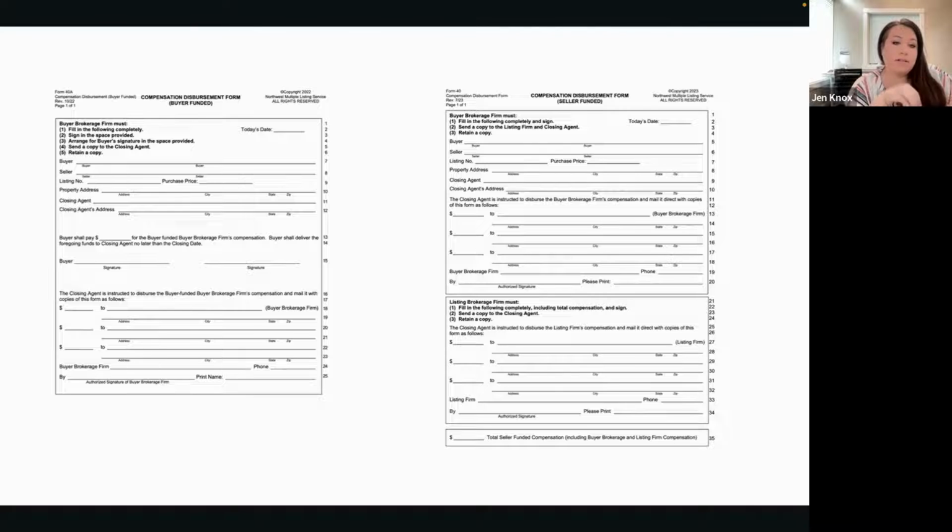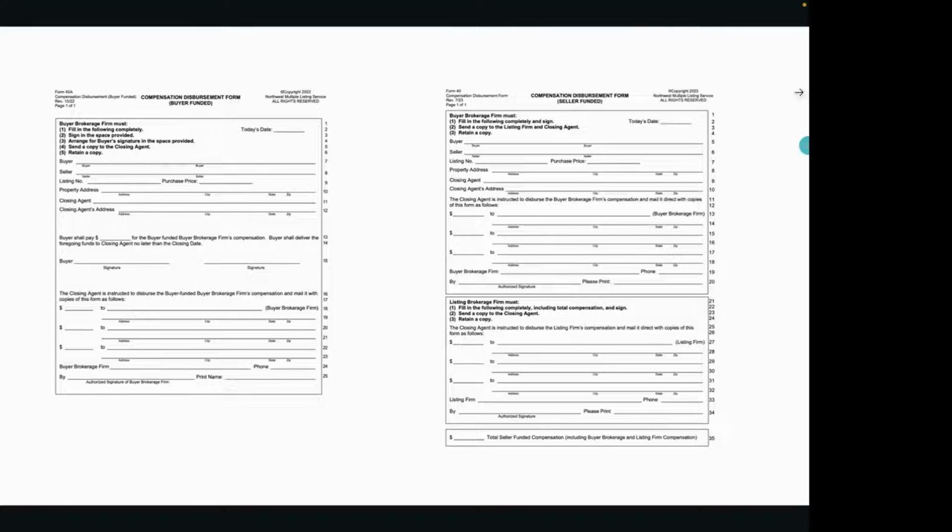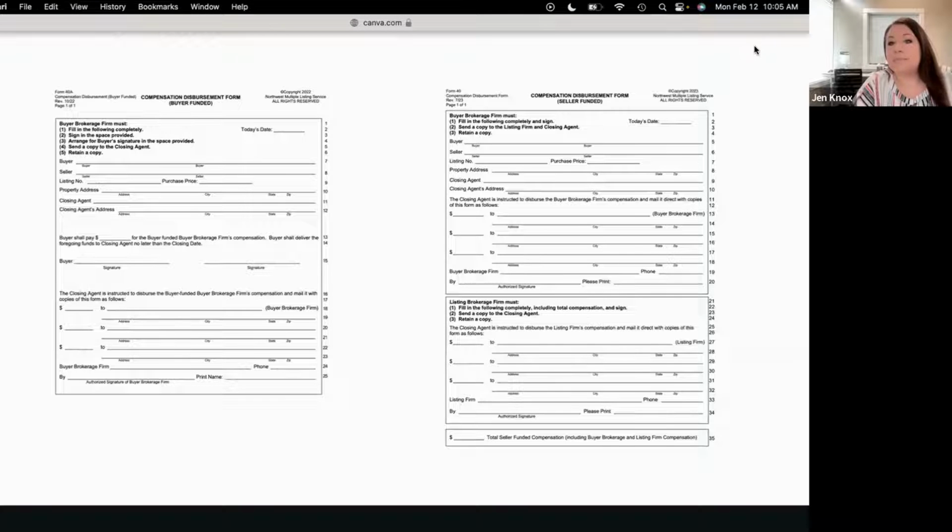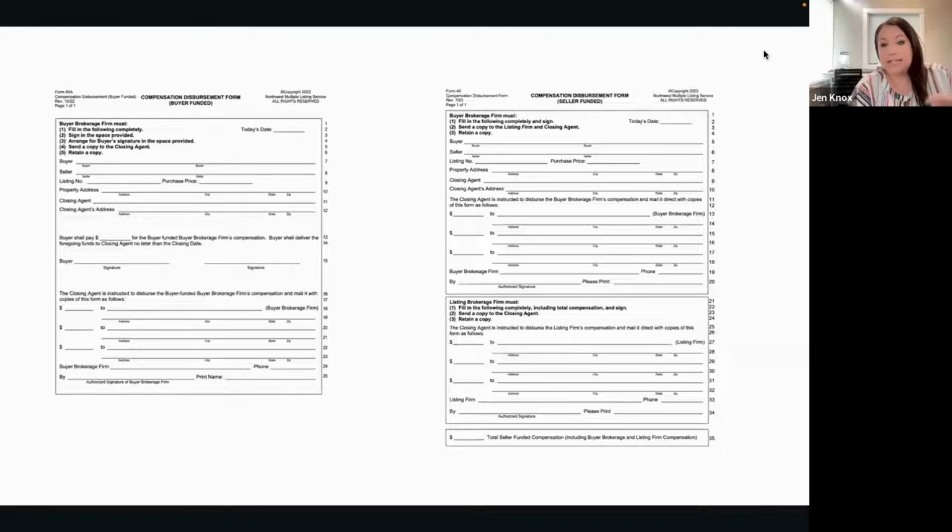And then this is the third step. That buyer still now needs to sign this paperwork over to escrow, once again confirming that they are in fact paying that compensation. The one on the right is the compensation disbursement form from the seller side. Anytime a seller is paying compensation, this would be if there's a listing agreement, or if the seller is offering to pay the buyer broker. Either one of those would be a seller-funded compensation.